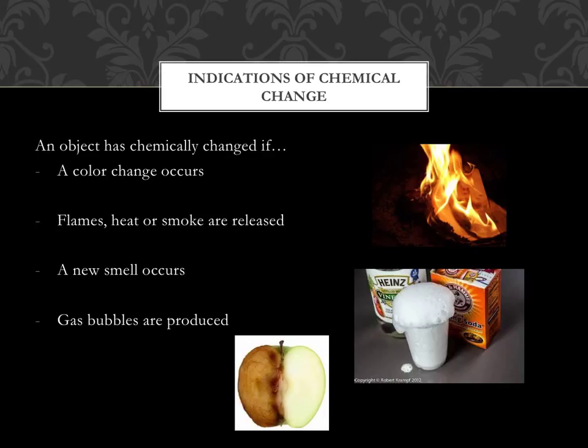All right, so how do we know if something has undergone a chemical change? Well, here's a few ideas, right? If color change occurs, for example, with this apple down here, right? That is a chemical change, right? Because we've got a totally new color. Same thing right here with paper. As it turns black, it's changing into something new, right? You've got flames, heat, or smoke, obviously, right? Because that means you have some kind of combustion going on, right? If you have a new smell, that happens.